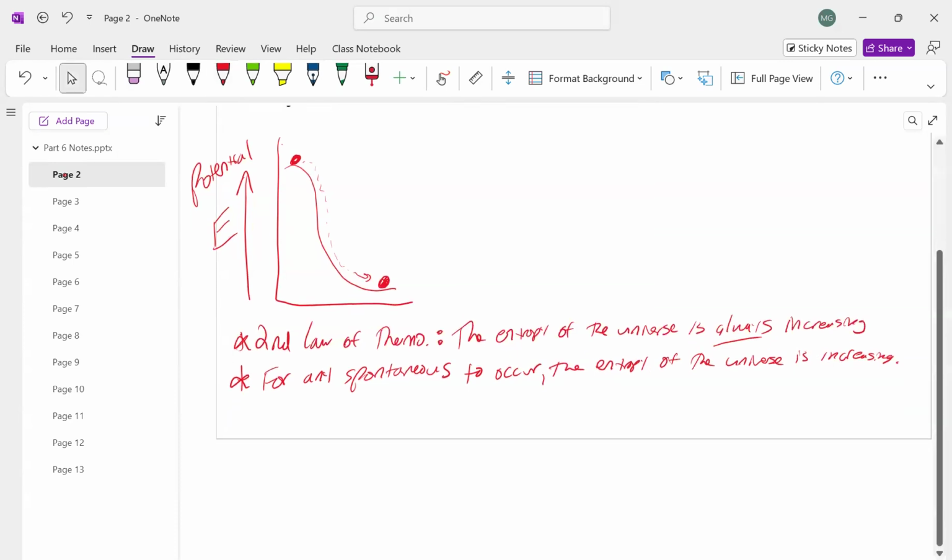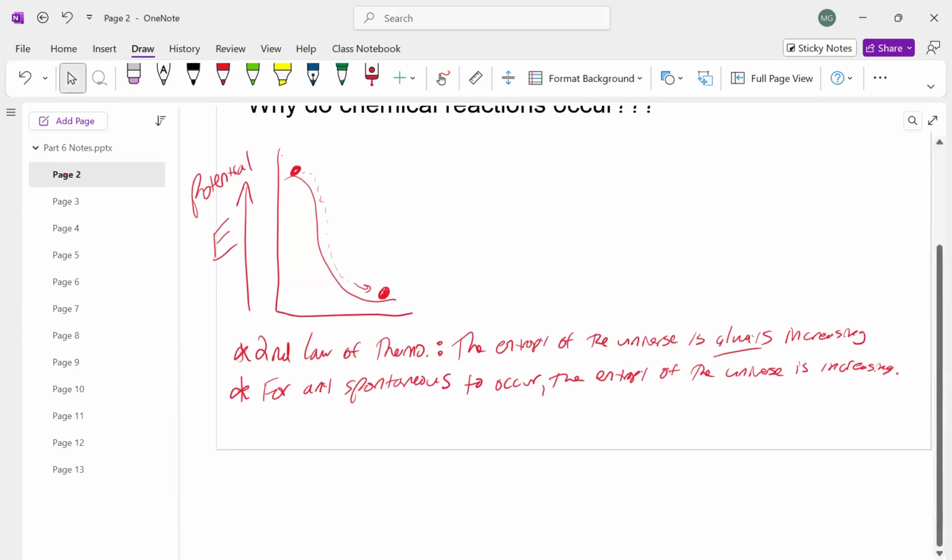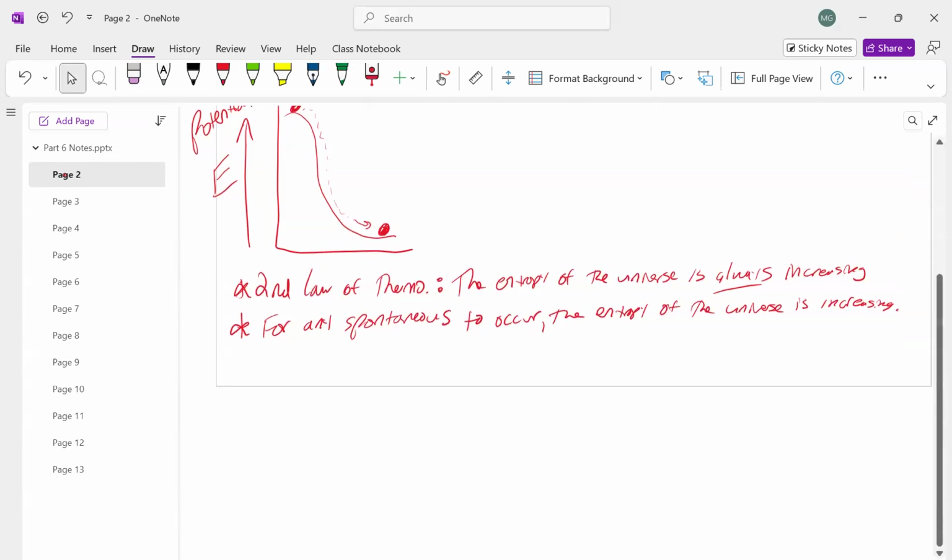Now, one thing I do want to note is that a lot of times it's difficult to deal with the universe. So a lot of times we just limit that to looking at the system. And so the formula that you used in general chemistry to determine if a reaction was spontaneous or non-spontaneous was looking at Gibbs free energy, which is delta G equals delta H of the system, where H is enthalpy, minus T delta S of the system, and S is entropy.